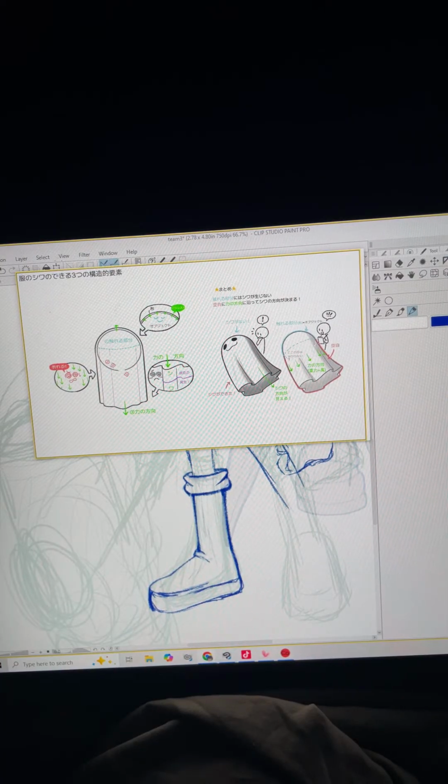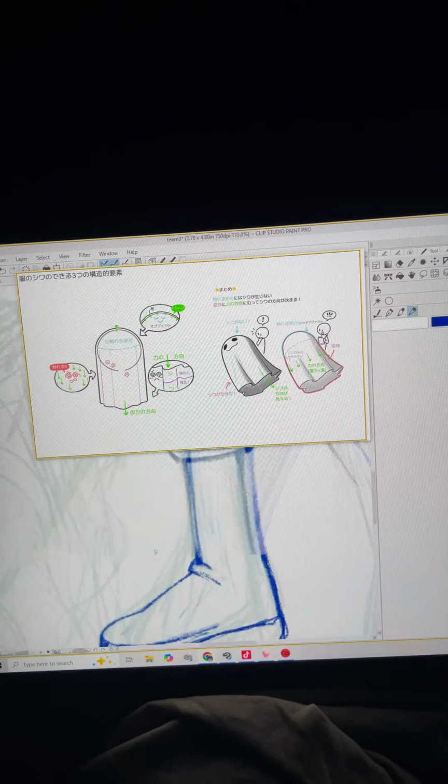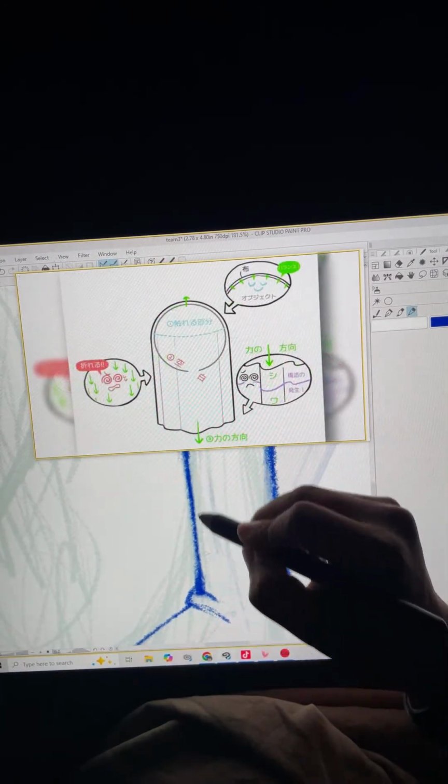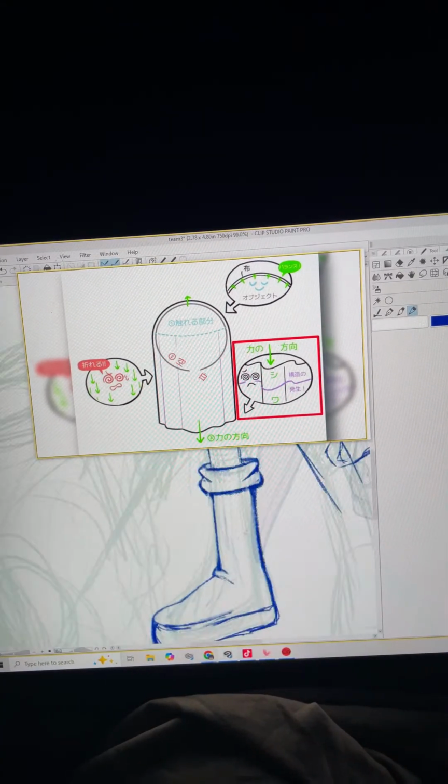The unevenness of the fabric in the direction of the force is what is called a wrinkle.